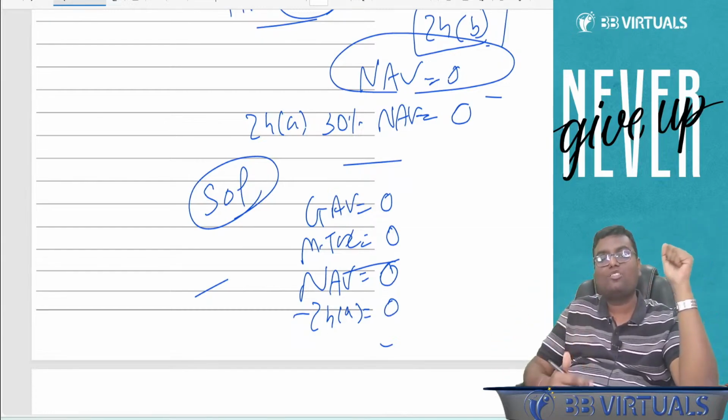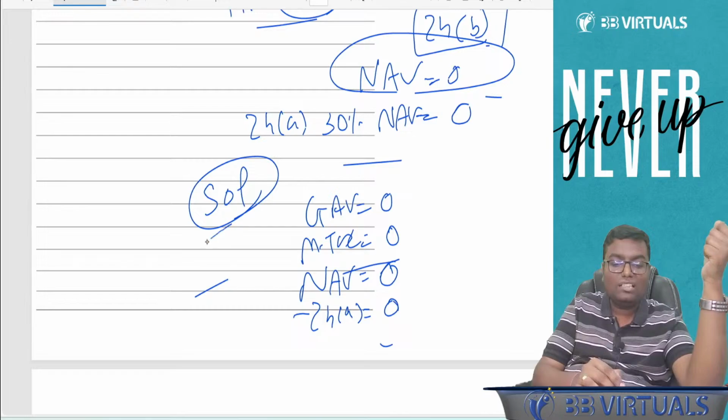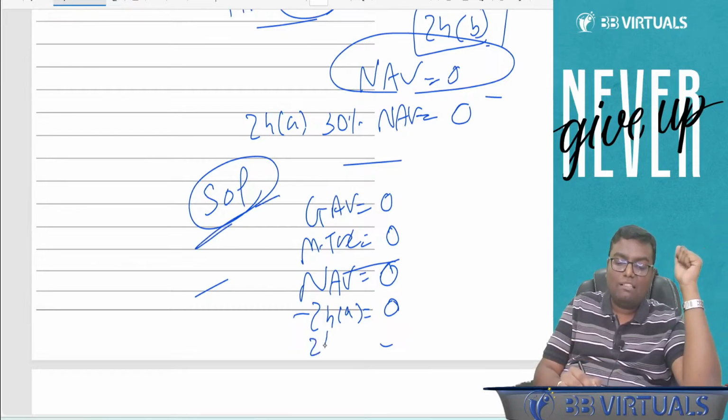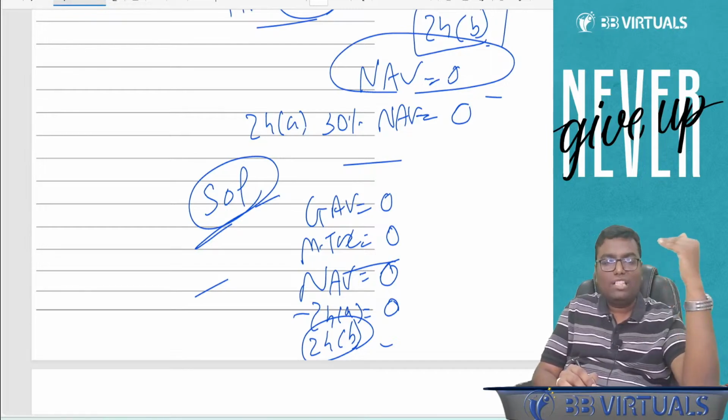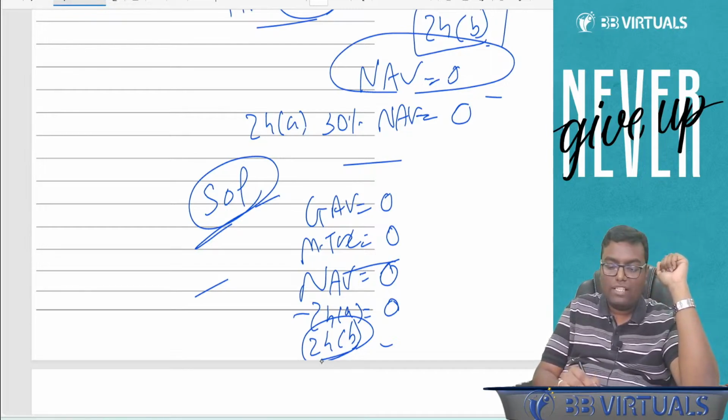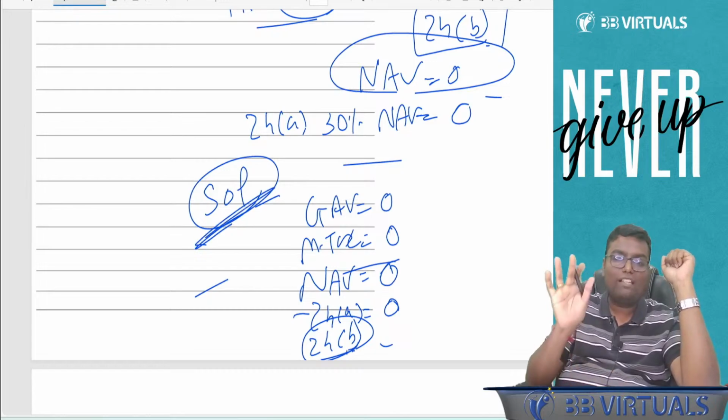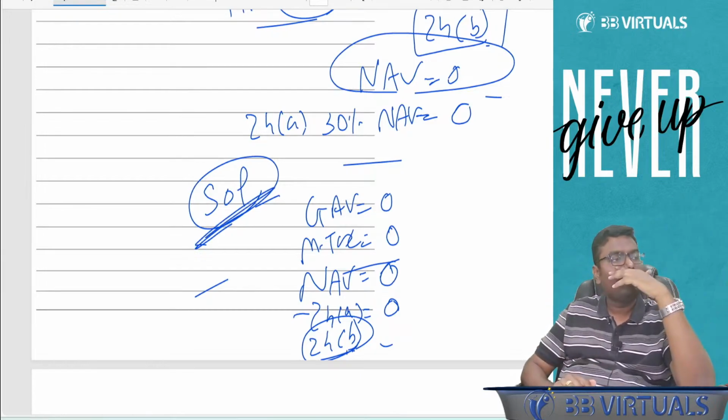Everything is 0, 0, 0. Then why are we learning the concept of SOP? Because there will be something called 24 clause B that will come. Apart from that, everything will be zero. And for this 24 clause B, we are learning the concept of SOP. As of now, you can ignore.